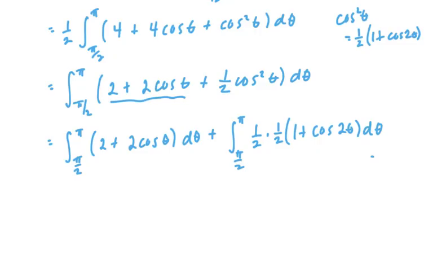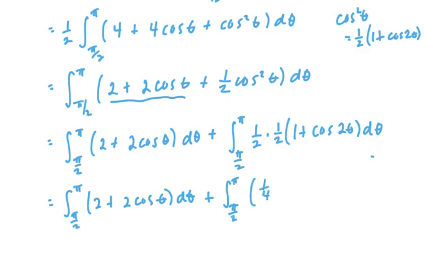So let's distribute that 1/2 because most people do that incorrectly. So here we have 2 plus 2 cosine theta d theta plus the integration from pi over 2 to pi, and I have 1/4 plus, I'm sorry, that's a 1/4, plus 1/4 cosine 2 theta d theta.